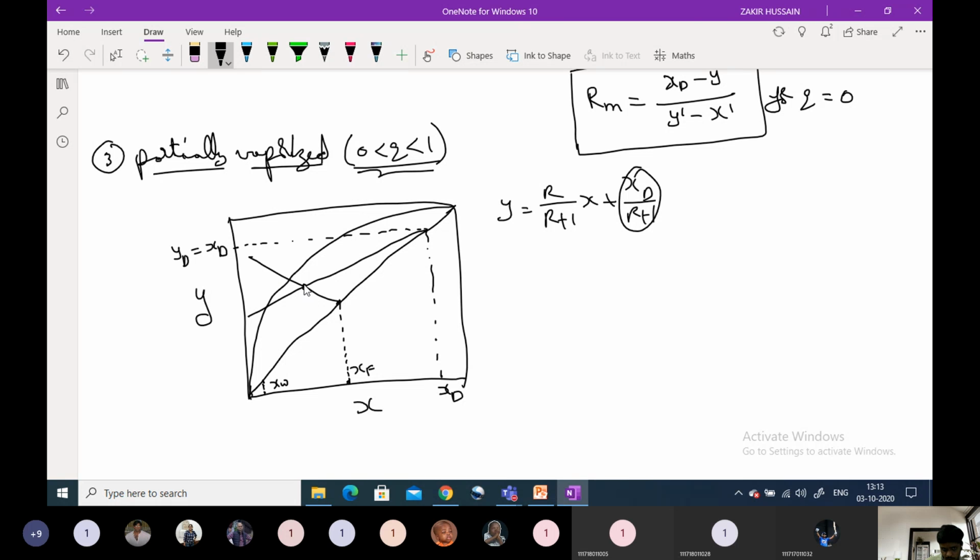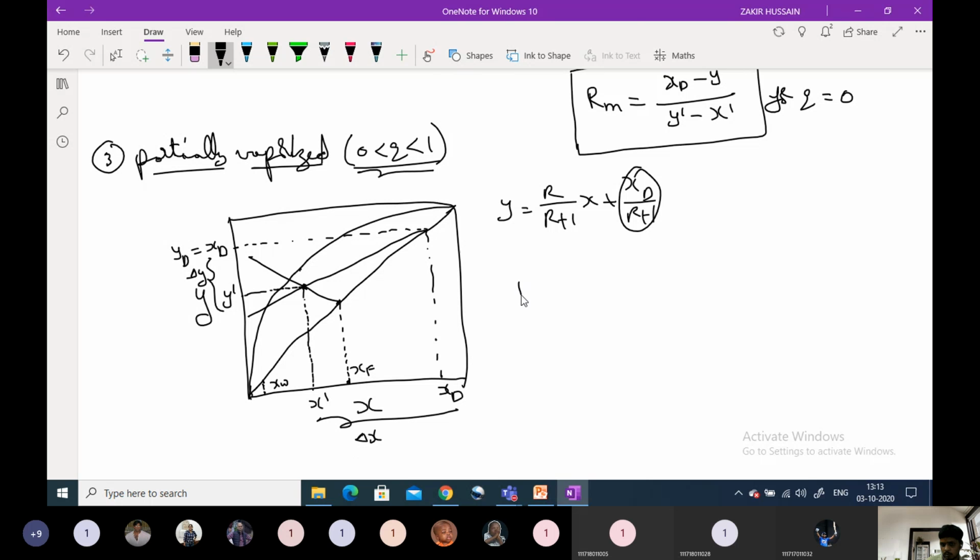From this intersecting point, we have to locate our x dash value. From the same point, we have to locate our y dash point. So now our slope will be this one. Delta x is xd minus x dash, and delta y is xd minus y dash, which is delta y, and this is delta x.